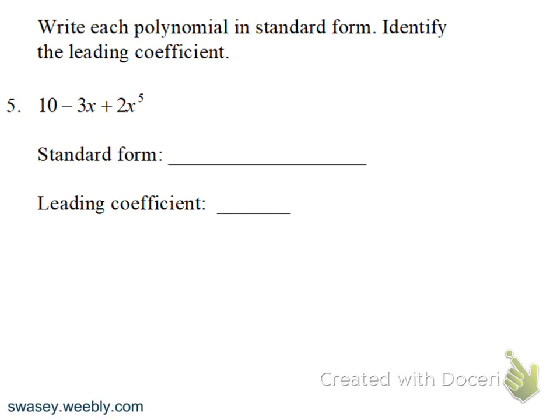We're going to rearrange this, but the first term is the one with the highest exponent. So 2x to the 5th will be first, then minus 3x, and then plus 10. Leading coefficient is the first number you see when it's in standard form, or the coefficient of that first term. So in this case, it's 2.